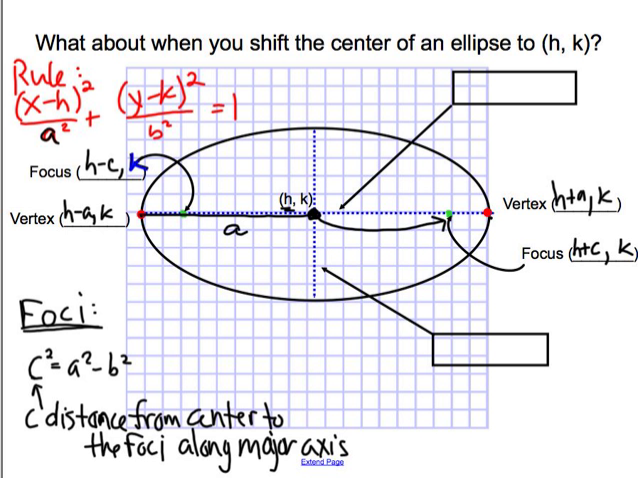The next one that we're going to take a look at, we're going to label these two axes. This would be the minor axis because it's smaller, and the other one would be the major axis.